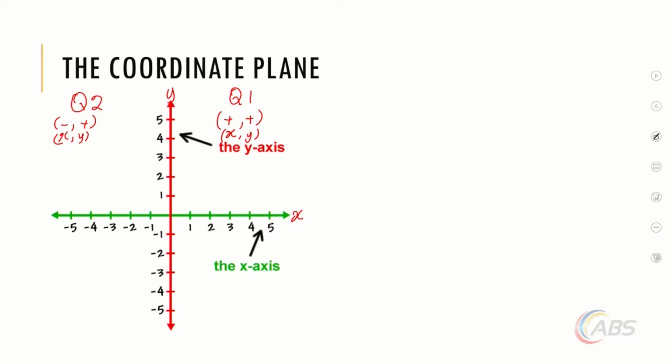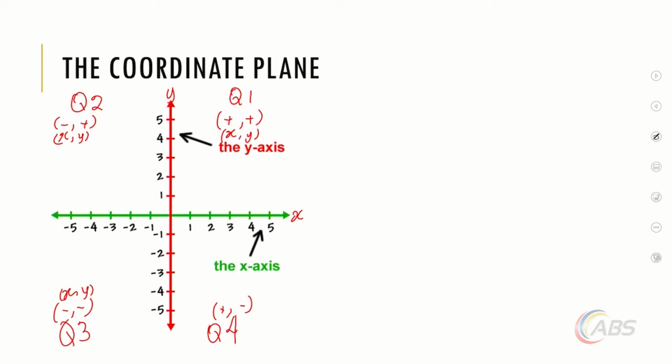Then we have quadrant 3 down here. And over here, our x and our y's are both negative values. And our final quadrant, quadrant 4, our x values are positive again. However, our y values are negative, okay?